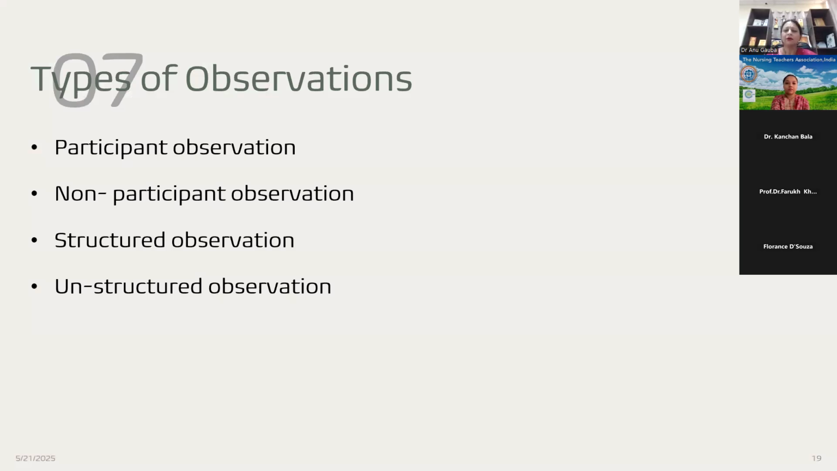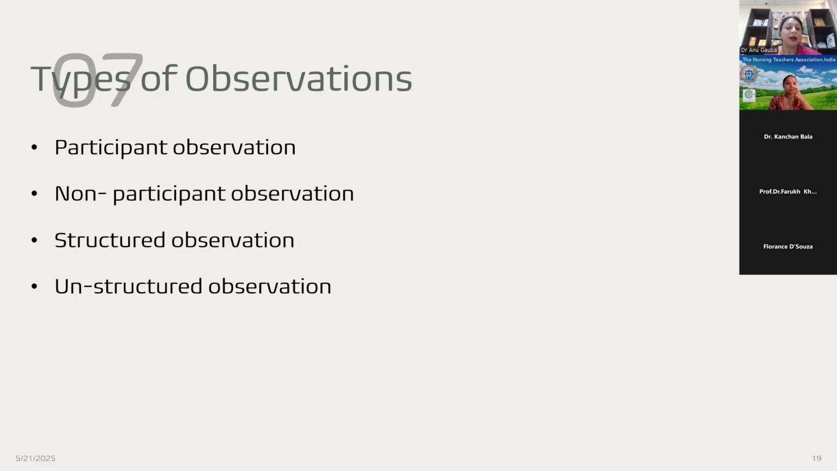There are a few types of observation. First one is participant observation. Second one is non-participant observation. Third one is structured observation. And fourth one is unstructured observation. Now, what is participant observation? Participant observation means when the observer, he or she, himself becomes a part of that particular team. He's participating in that particular team, and he's observing the actions of everybody. That is participant observation, right?